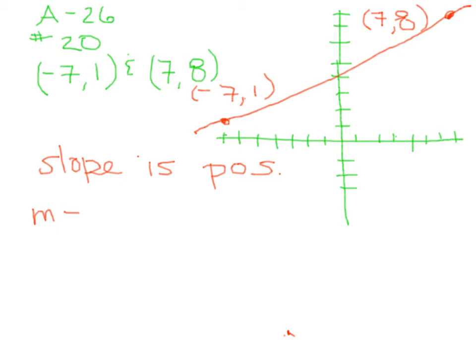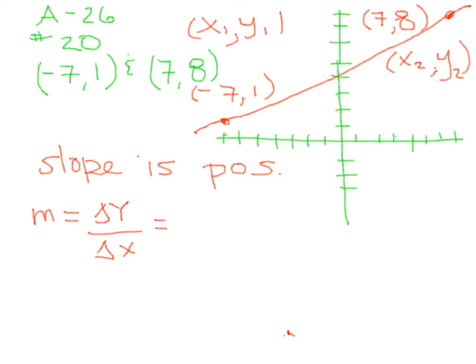Right? So now I'm just going to go ahead and go back to my definition. The slope is the change in y over the change in x. And that's going to be equal to, I don't know, it doesn't really matter. I'll make this guy here x1, y1. And I'll make this guy over here x2, y2. Once again, it doesn't matter. I just happened to choose those because that's what I did.